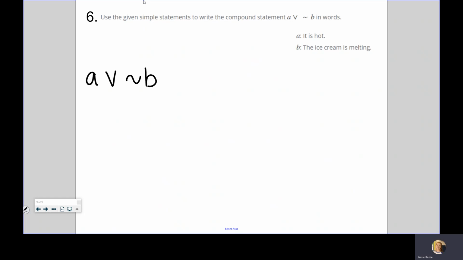So statement A is, it is hot. And the statement B is, the ice cream is melting. So how would you say that, A or not B? How would you say that in words? Yes, it is hot, or the ice cream is not melting.